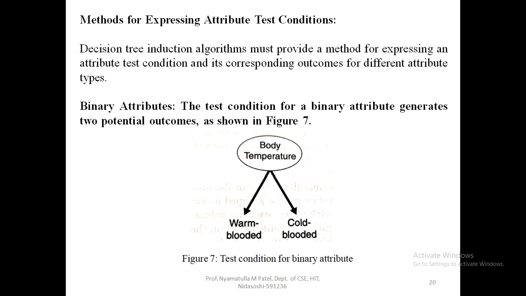The first attribute type is the binary attribute. The test condition for a binary attribute generates two potential outcomes, as shown in the figure. Body temperature is binary, whether it is warm blooded or cold blooded. So, some of the animals may be warm blooded and some may be cold blooded.